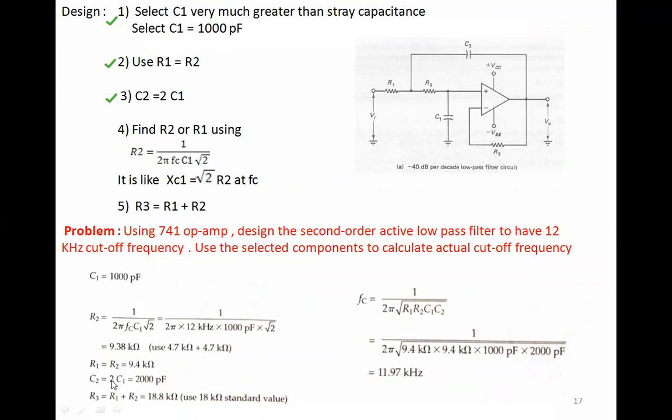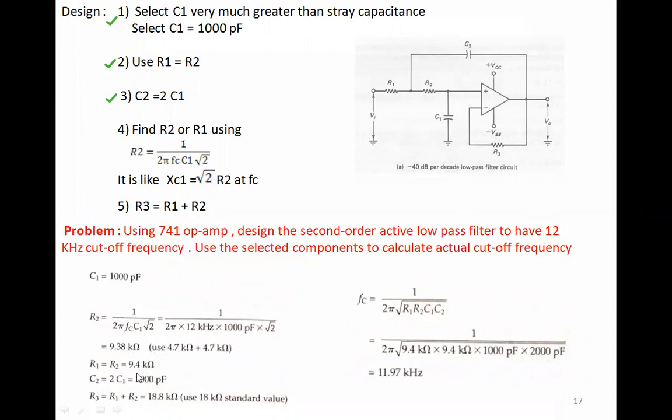That's fine, right? Then I'll be using the second condition here. I'll be equating R1 and R2. I'll be making both of them the same, which means 9.4 for both. And remember, I'm not taking 9.38 here. I'm taking 9.4 because I'm adding them up, right?